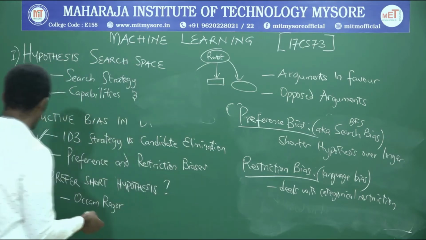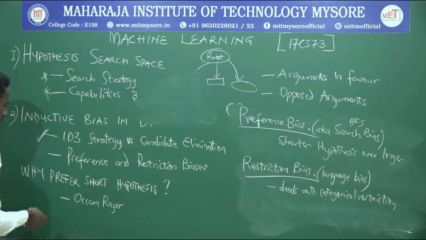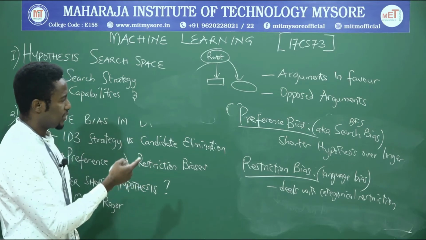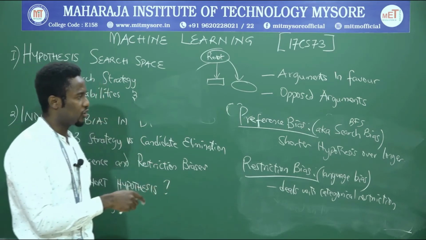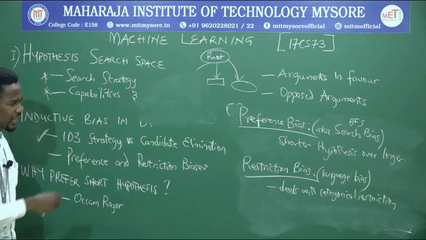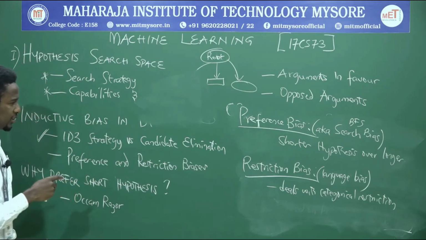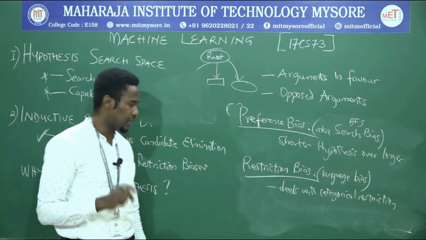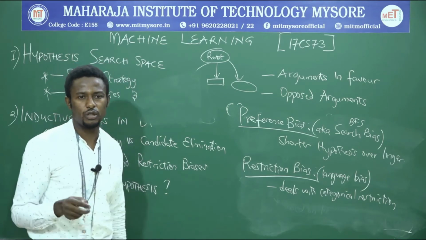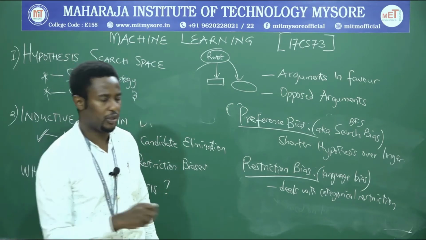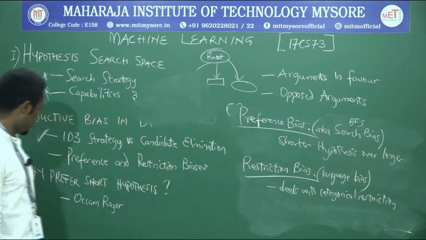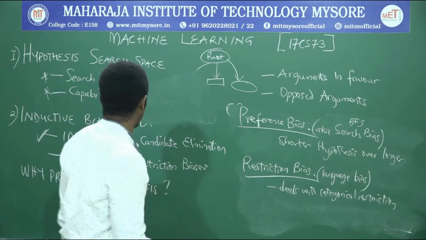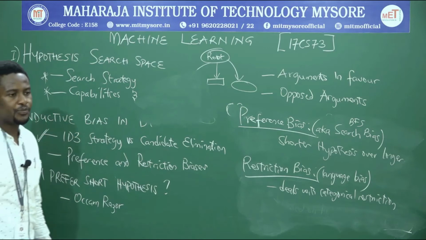Now with this, we proceed to: why do we prefer short hypothesis? Because we said that the preference bias places emphasis on shorter hypothesis, and the restriction bias places emphasis on the language, taking a closer look at the categories which we saw from our hypothesis. Next, when we say why do we prefer shorter hypothesis, we need to back it up, right? So why prefer shorter hypothesis?